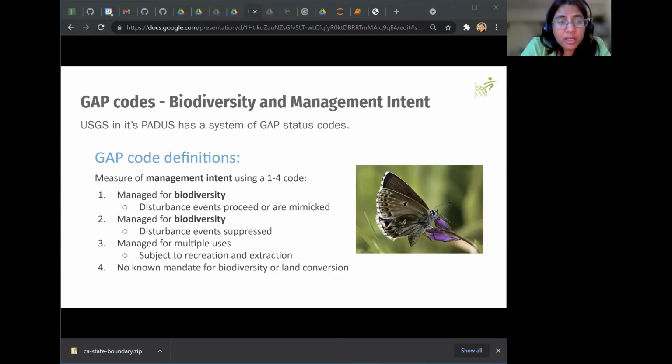A gap code of 1 means that that land is managed for biodiversity and natural land is intended to not change. That means that disturbance events proceed or are mimicked. Gap code of 2 is also managed for biodiversity, but here disturbance events are suppressed. And it also means that the natural management can lead to degradation of the land. A gap code of 3 has multiple uses. It doesn't have a mandate for biodiversity and can be subject to recreation and extraction. And a gap code of 4 means that the land has no mandate or no known mandate for biodiversity or land conversion.